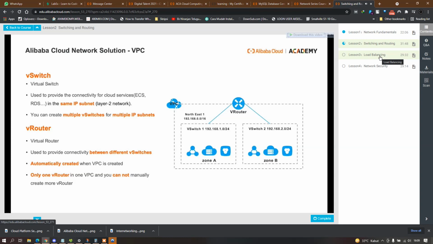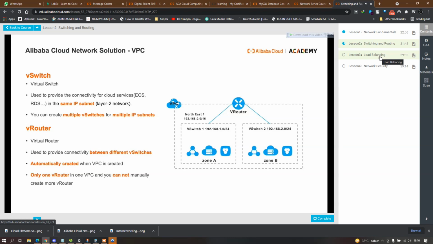And for VPC, there are two important components inside of it. The first one is the vSwitch. Actually, the vSwitch has the same function as the traditional switch. It is used to provide connectivity for cloud services like ECS and RDS, just like the switches. The traditional switches can provide connectivity for the servers, right?